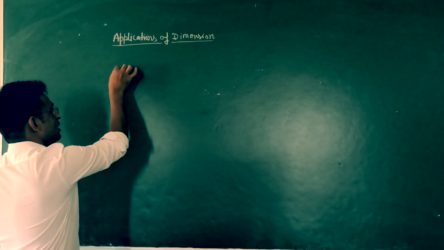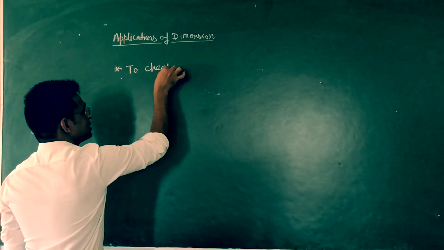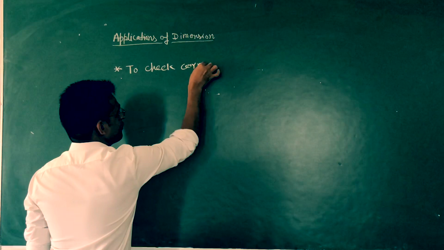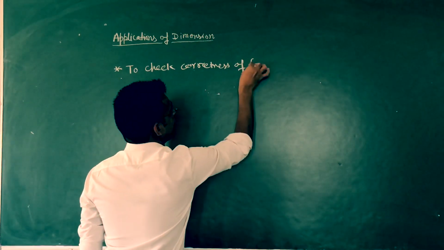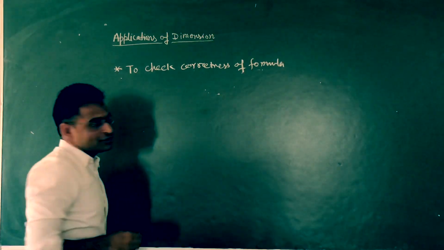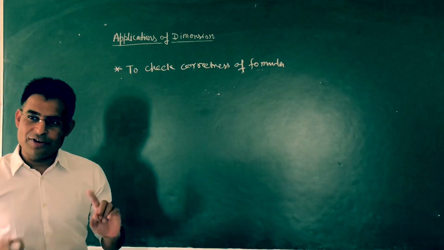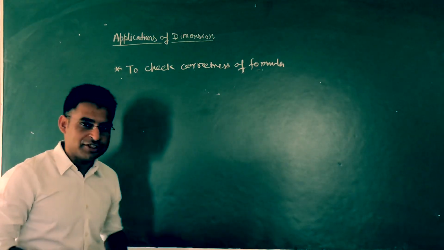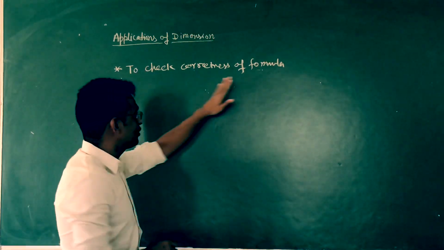The first application of dimension is to check the correctness of a formula. This is also called the homogeneity principle, meaning one formula is given, and using dimensions we can check whether that formula is right or wrong. This concept is called the homogeneity principle.